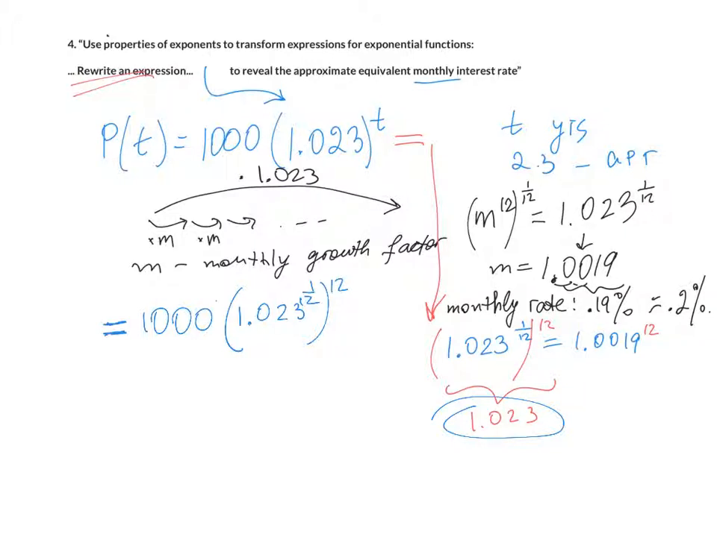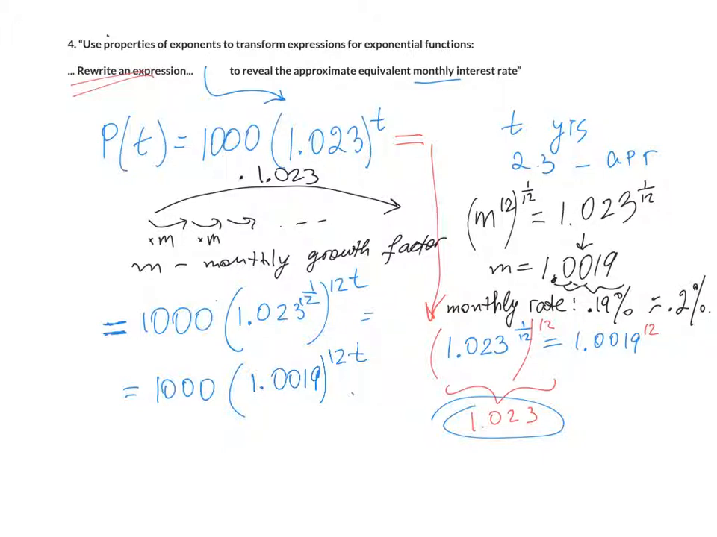And then I need to raise this to the t power, but again, because powers multiply, I can just multiply my two exponents, 12 and t. Or I can write it a little nicer, I guess. Instead of 1.023 to the 1/12, I can write that number. So it's 1.0019 raised to the 12t power.